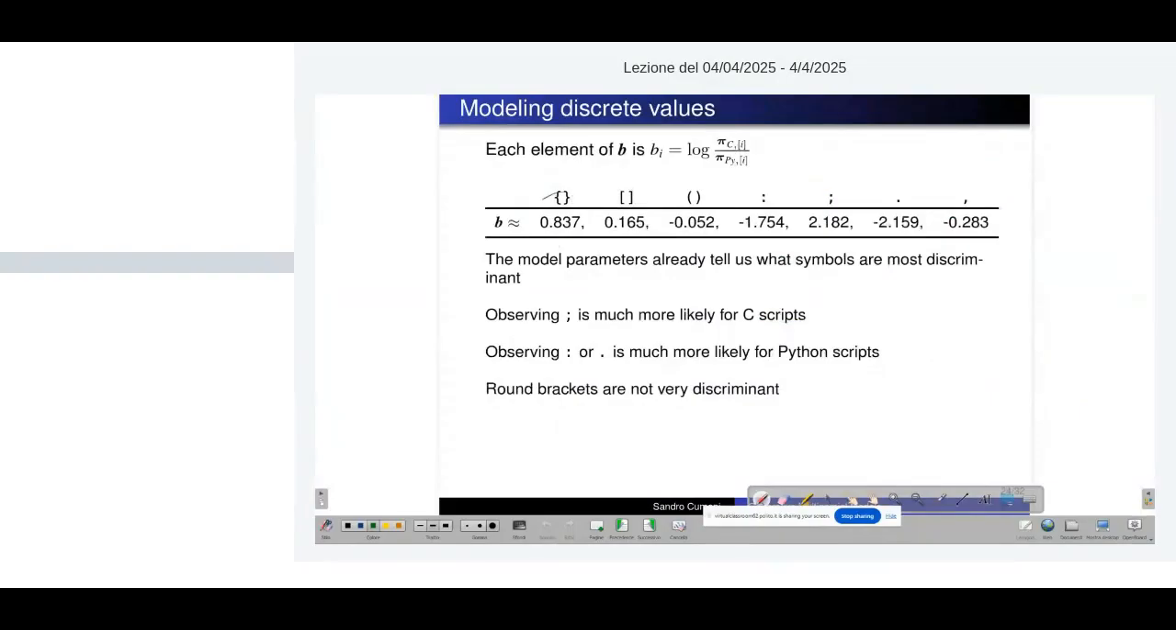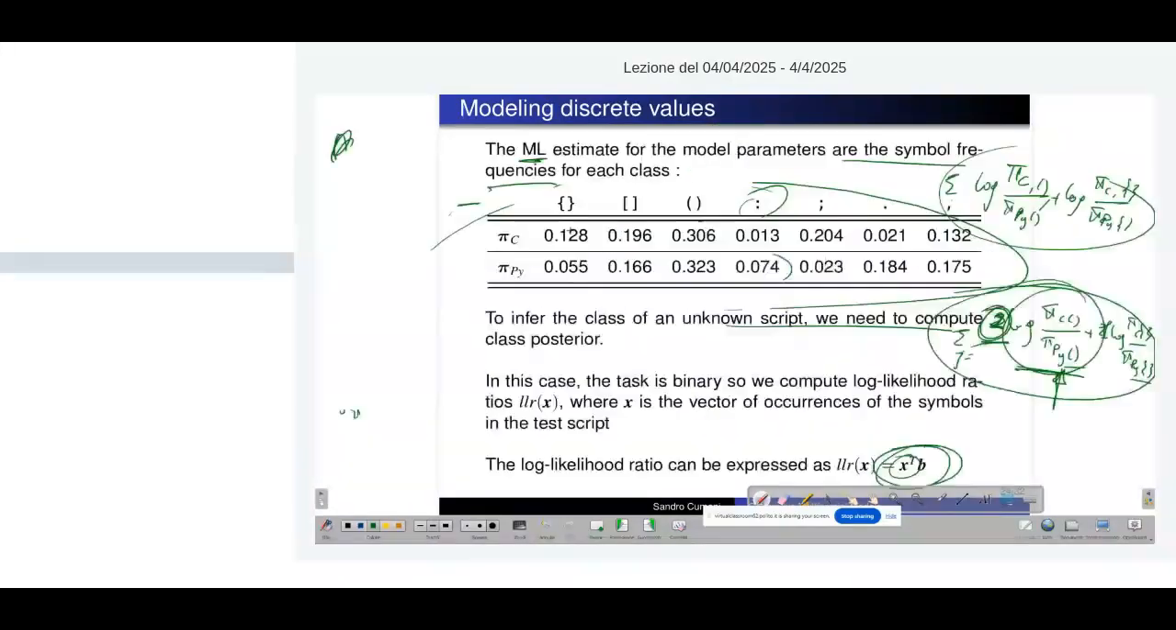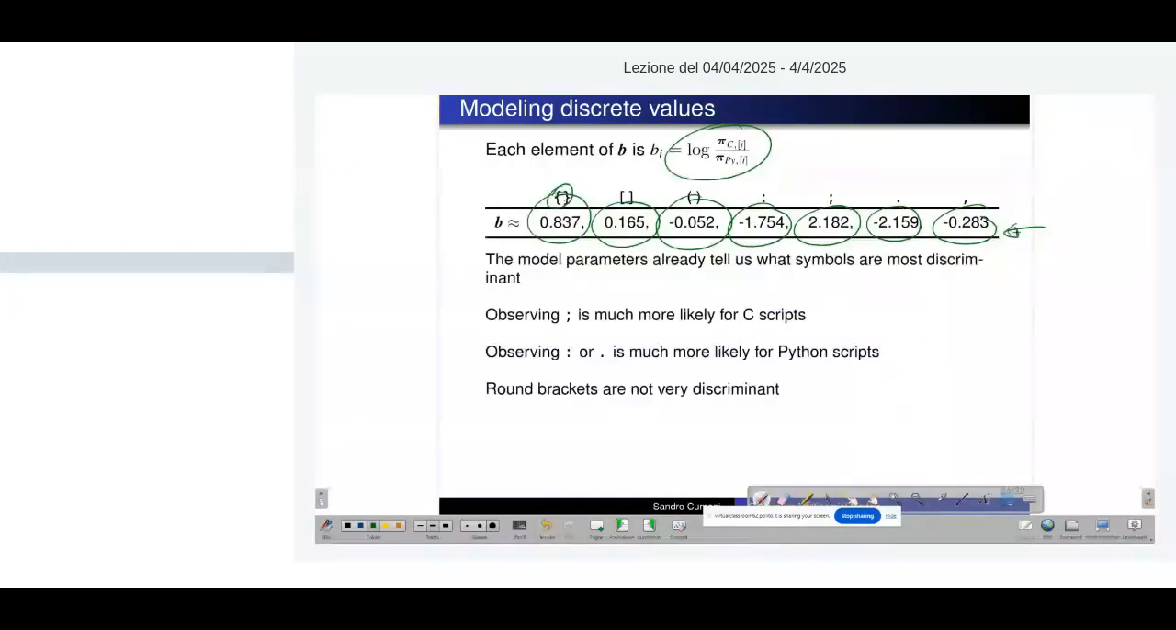The log odds of the corresponding words, I can pre-compute them. It's the log probability of C curly brackets over Python curly brackets. So curly brackets for C divided by curly brackets for Python, then I take the log. So it's the log of this divided by this. Then I do the same for these two, then the same for these two, and so on. These are the values that I obtain.